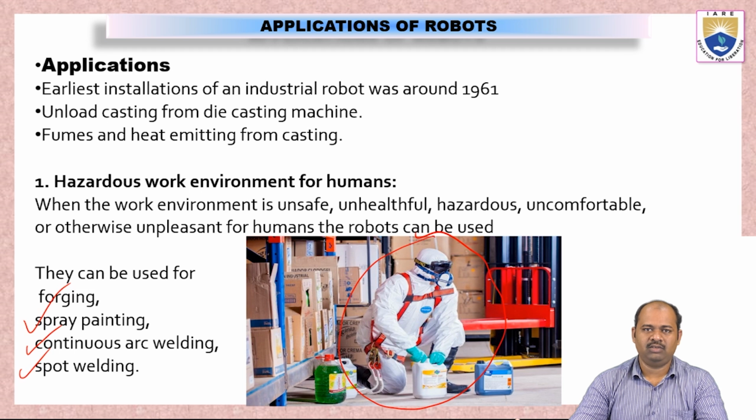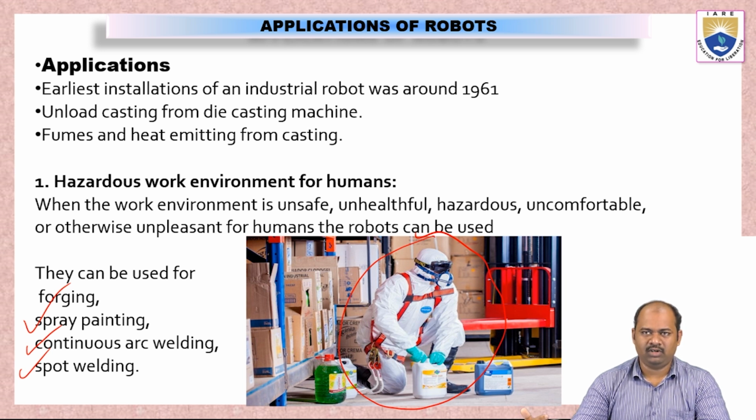Some applications of robots where they can be used in manufacturing industries are spraying the car bodies or any objects. Mostly in the automobile industry, they can be used for spraying the car bodies, painting, welding the car bodies, and doing spot weldings also.